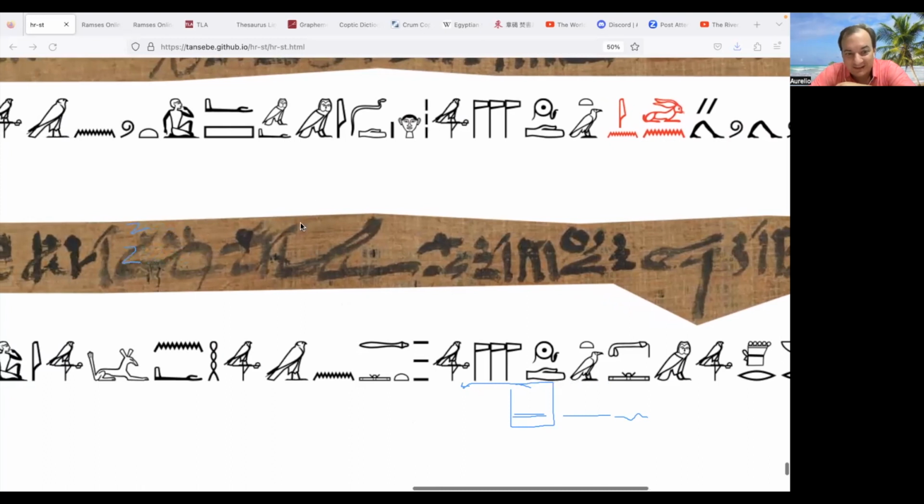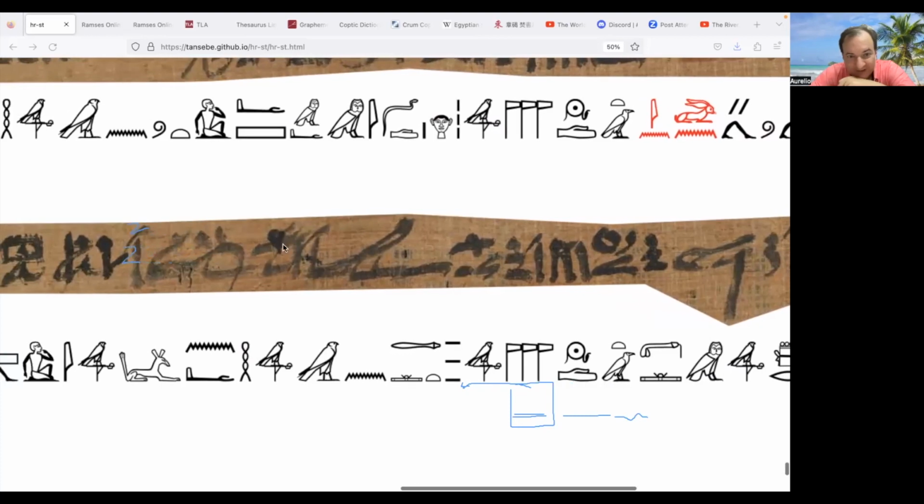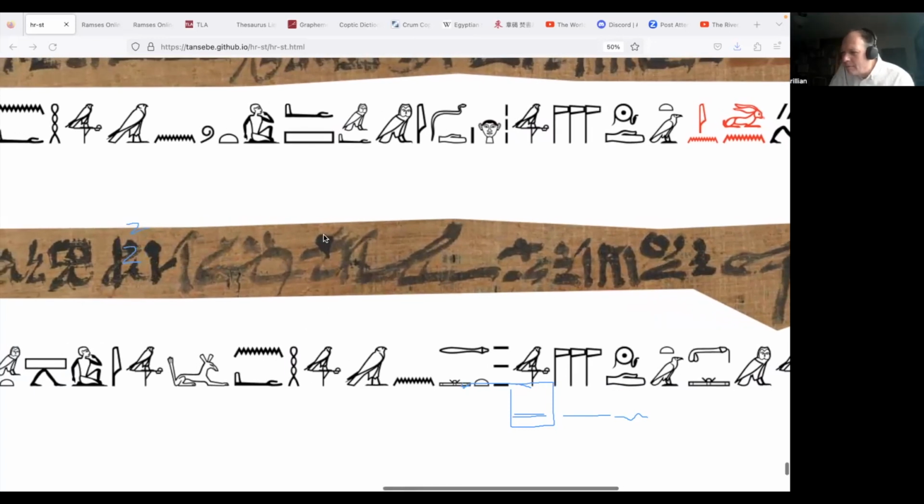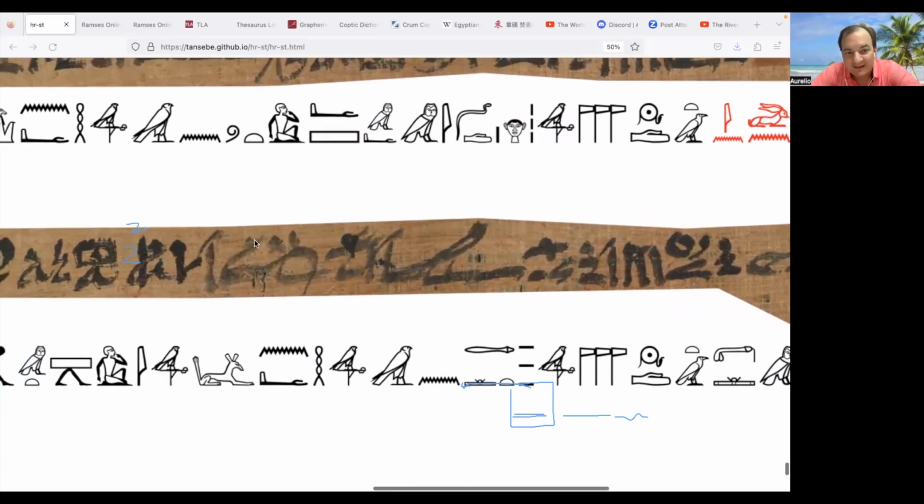Enhor, Miss Horus. Enhor, there's the bird on a stick. What's the little cross on the bird on the stick? Is that breakage, like a flake? Okay, a crack, wear and tear. I think it's a little bit of a different color, just like this here as well. It just seems to be a break in the papyrus. Nice Seth animal.